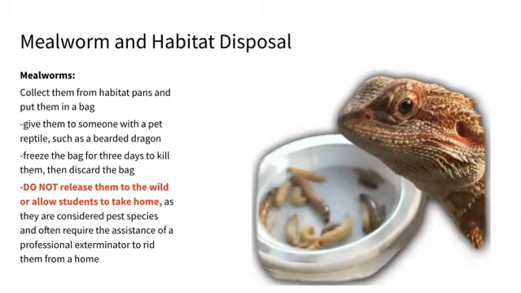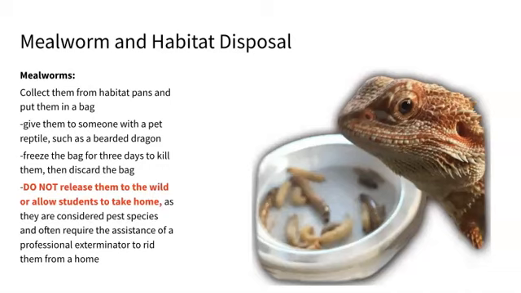Once this lesson has concluded, you will need to pick out the mealworms from the habitat pans and place them in a container or bag. They cannot be released into the wild because they are considered a pest species in Missouri. Please note that mealworms should not be allowed to go home with students as they will become darkling beetles and often require the assistance of a professional exterminator to rid them from a home.